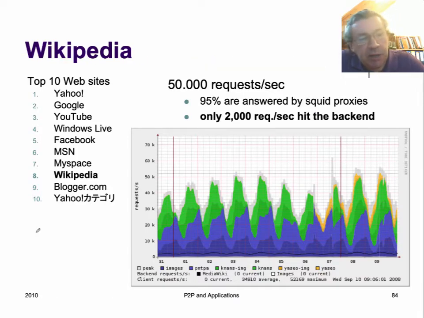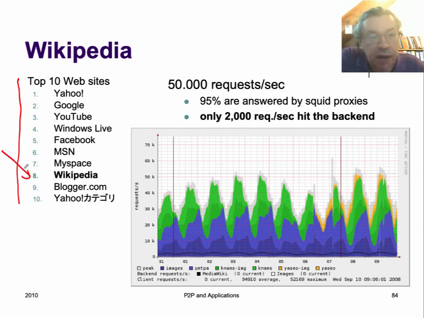If you look at Wikipedia, it is an extremely popular web application. In 2008, Wikipedia was number 8 in popularity, and today in 2019 it is still extremely popular. In those days, it was handling 50,000 requests per second. 95% of those requests are handled by proxies. Only 2,000 requests per second hit the actual backend database. So the backend database has to support that.